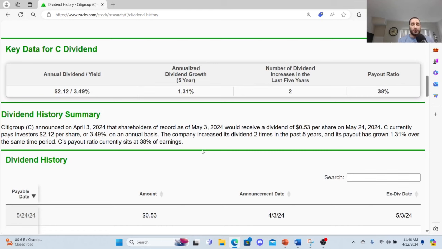Payout ratio is 38%. Number of dividend increases in the last 5 years is 2. Dividend growth in 5 years is 1.31%. You bought one share, you made 212 with a 3.49% dividend yield. Very attractive to me. I like the most recent earnings report. I see some serious potential. That's why I'm buying it. You don't have to buy this dividend stock because of me buying it. But going at its distribution schedule, I'm going to show you the next dividend stock because that one fits with this one. So let's check that one out.